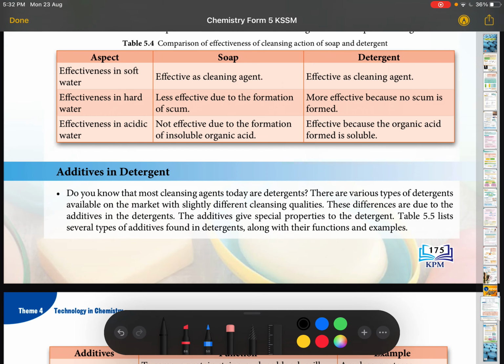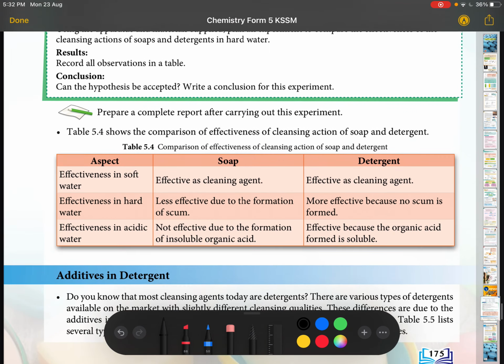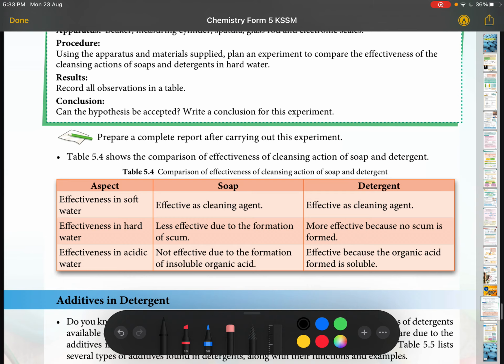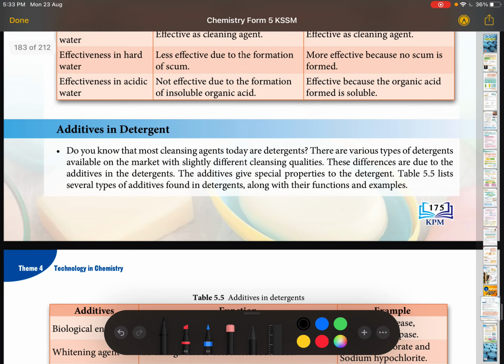So that's why soap is not good in hard water. For acidic water, it's the same situation. It will form insoluble substances so that it will make the process slower.